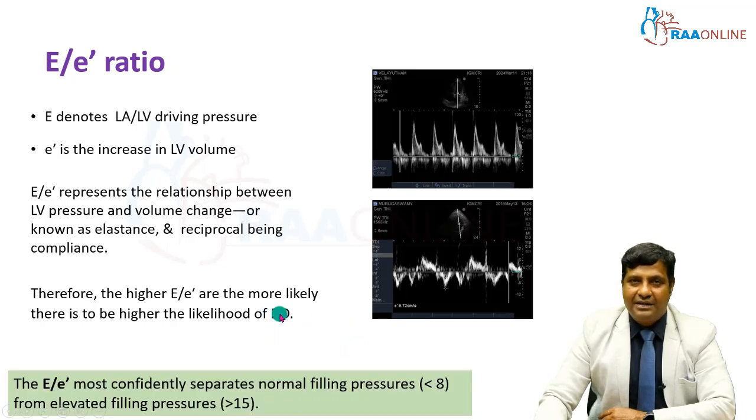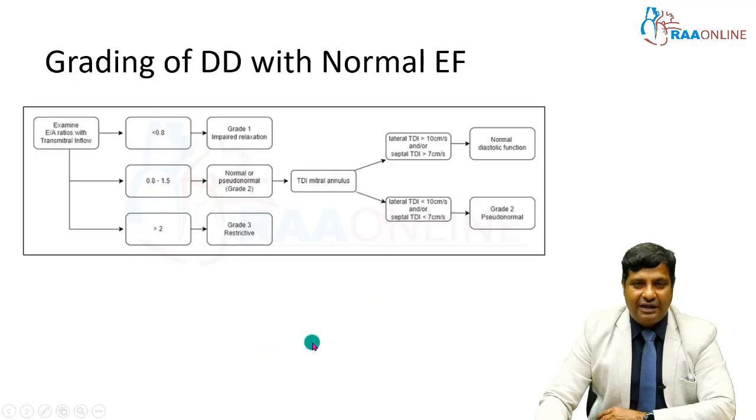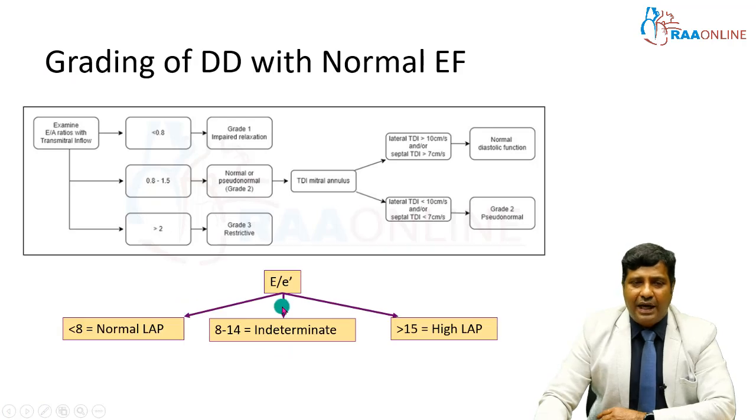So we can confidently say if the E by E prime ratio is less than 8, your filling pressure is normal, and if it is more than 15, the filling pressures are very high. 8 to 15 is what is called the indeterminate area. So using this E by E prime ratio, we can calculate the left atrial pressure. Also there is a formula called the Nagueh formula, where 1.2 times E by E prime plus 1.9 gives an approximate value of the left atrial pressure.